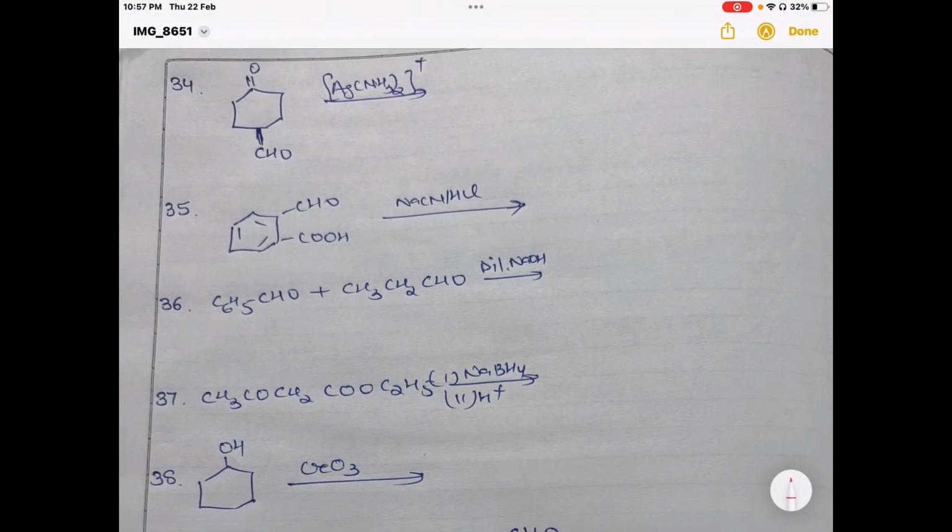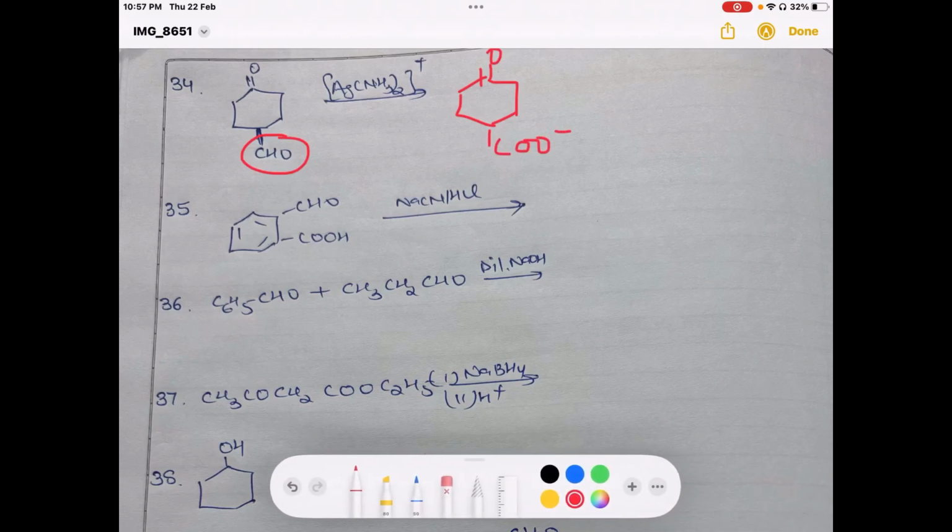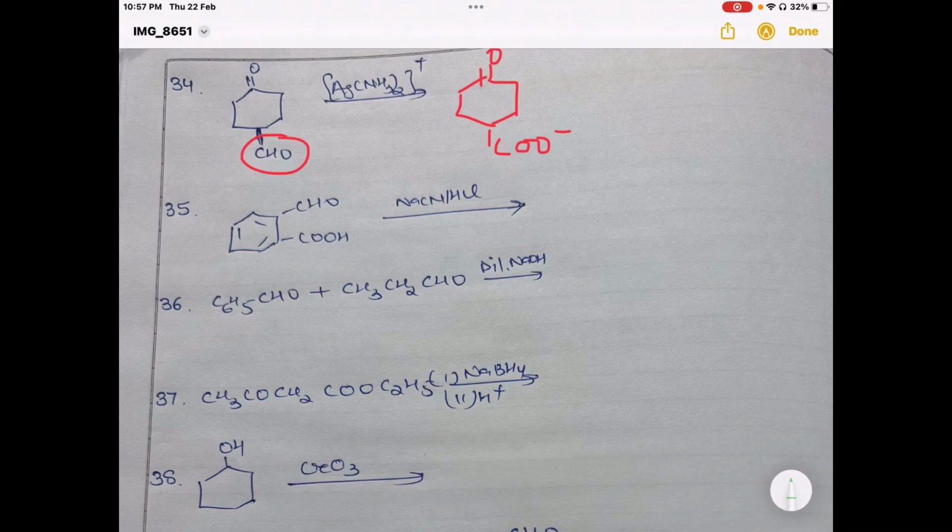Next reaction, that one is a reaction of Tollens reagent. Tollens reagent is a mild oxidizing agent. It changes CHO to COO−. This part is formed here. Then the next reaction is a reaction of carbonyl with HCN. NaCN and HCl combine with each other to form HCN. So carbonyl reacts with HCN to form a cyanohydrin here, CHOHCN.